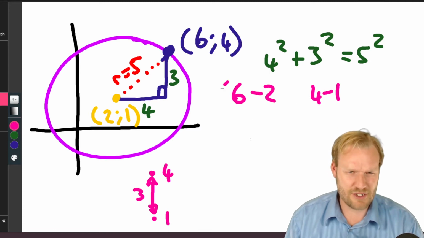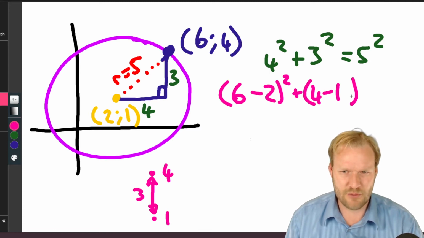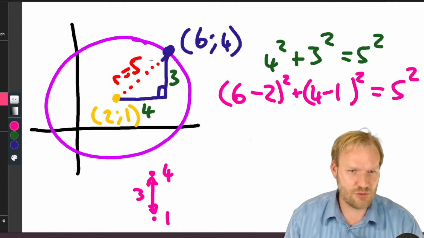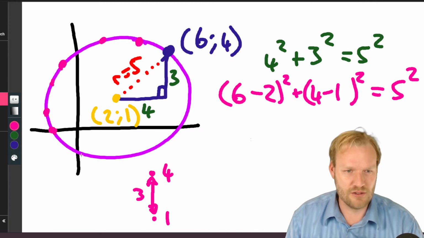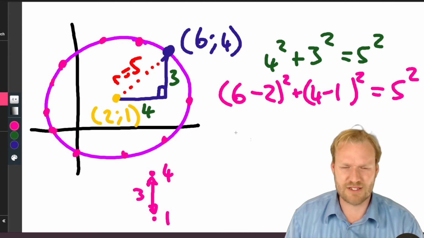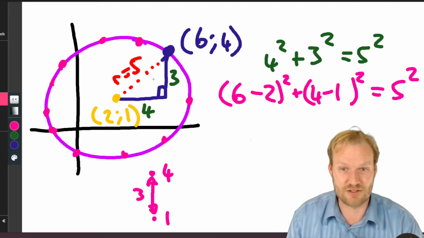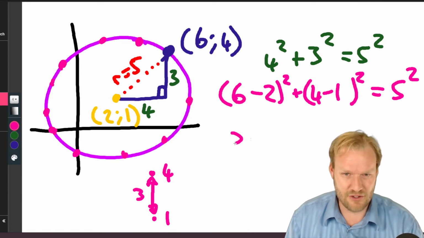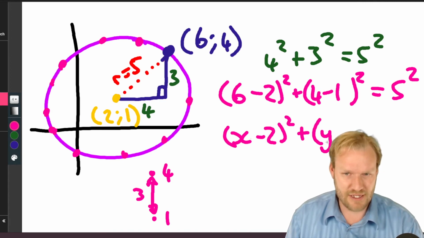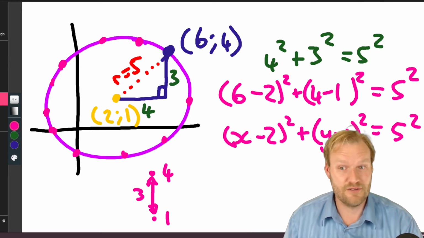So here's my equation where we went, 6 minus 2 squared plus 4 minus 1 squared equals 5 squared, which is our radius squared. Now this should work for any point on our circle, right? It shouldn't matter where we are. Anywhere, we're going to get the same idea: you find this distance, that squared plus that squared equals r squared. That means that for any x value, if we subtract 2 from it, we'll get that length squared, plus any y value, and we subtract 1, we should always get the radius squared, and the radius in this case was 5.